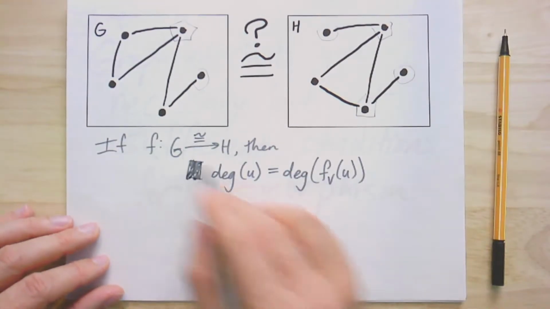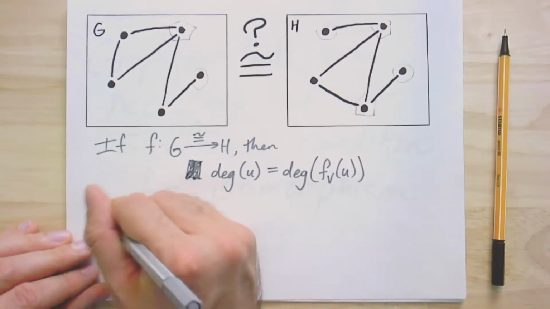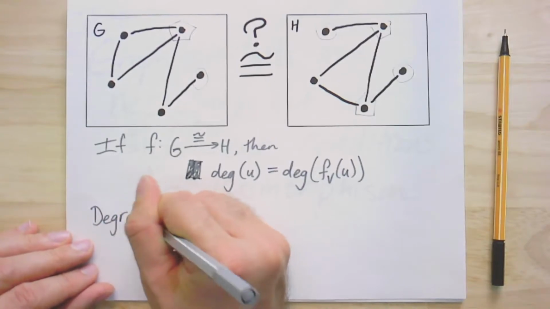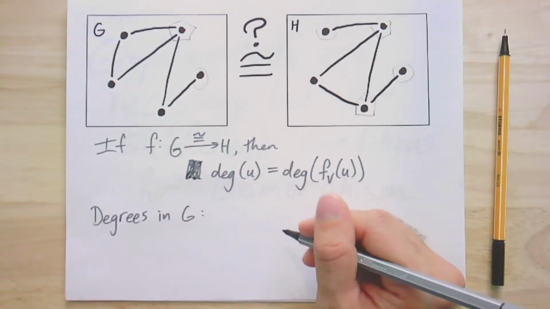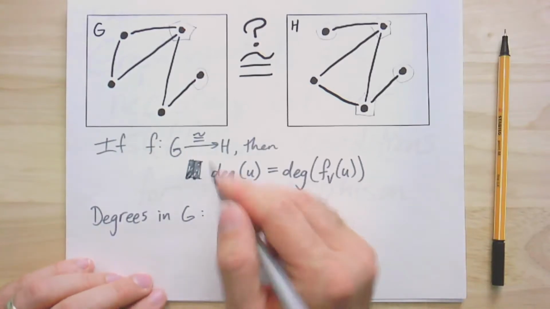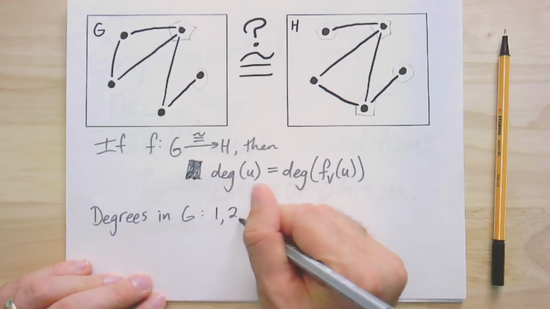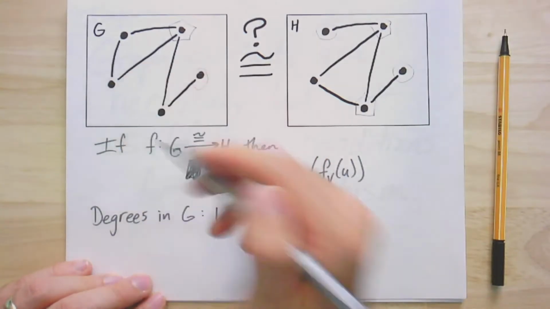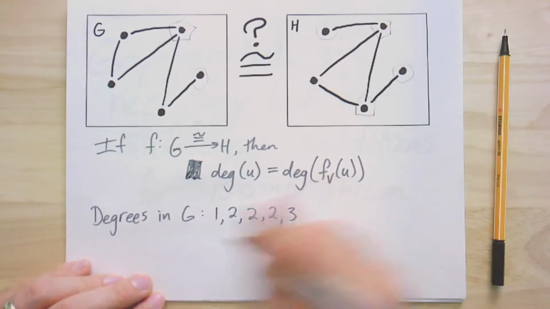And you see that if this is the case, then if you wrote out all the degrees in the graph, so if I took all the degrees in G, and maybe we'll sort them. So there's a vertex of degree 1, then there's a vertex of degree 2, and then there's 2 more vertices of degree 2, and a vertex of degree 3.